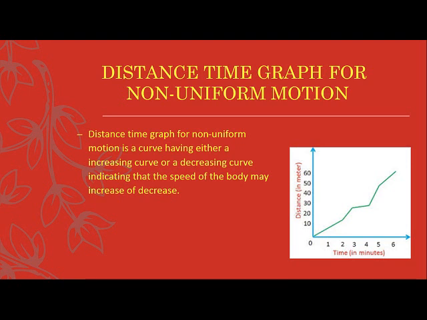Now children, this curve can go upwards, as an elevation, or it can be a depression, right? Any curve in a distance time graph shows that the object is having non-uniform motion. An increasing curve or a decreasing curve indicates that the speed of the body may increase or decrease. If it is an elevation, meaning the curve is going towards the upper side, then it is increasing. If it is going towards the lower side, a depression, then it is decreasing.